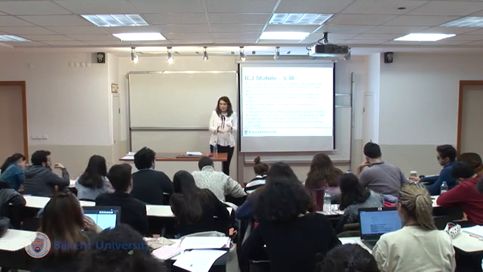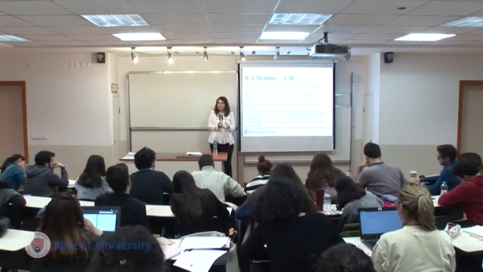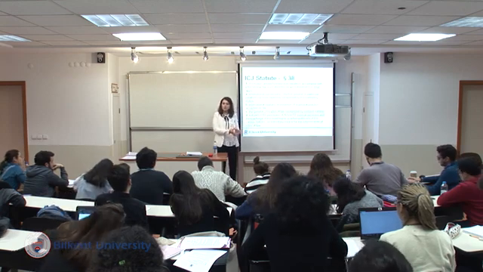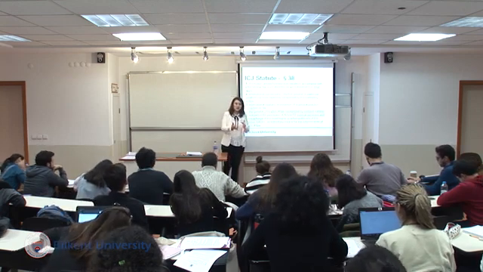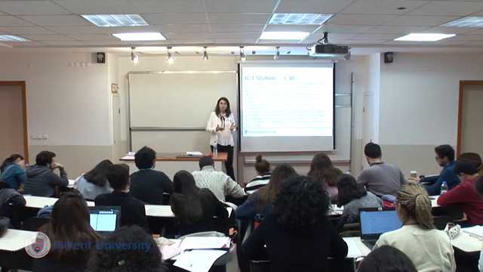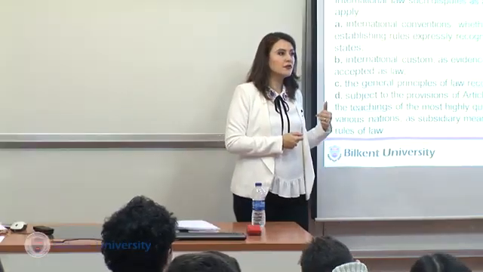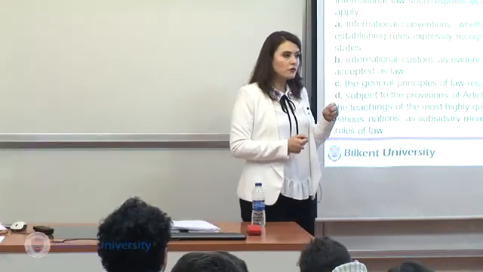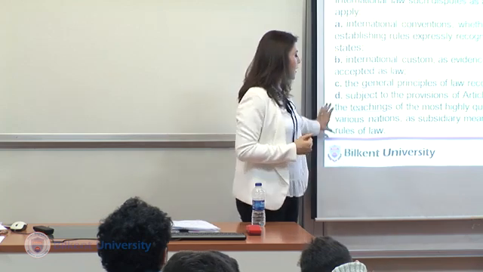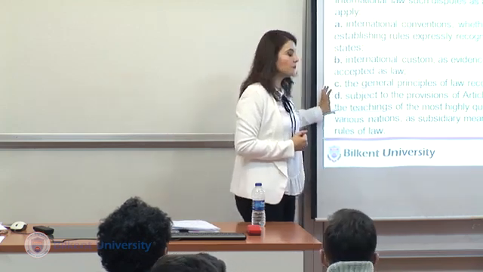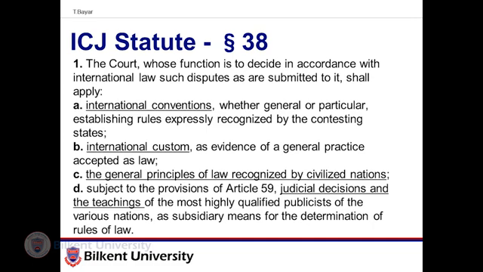Well, it's going to find solutions to their disputes, but what are their sources? When you go to a regular court in a municipal system, you know that the judge has certain law books to look for the system, the legal infrastructure. How about the judges of ICJ? So, where they're going to search for their solutions are those 4 subclauses. The first source is international conventions, whether general or particular, establishing rules expressly recognized by the contesting states.